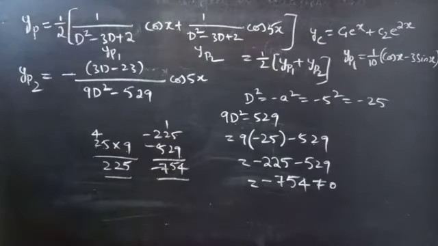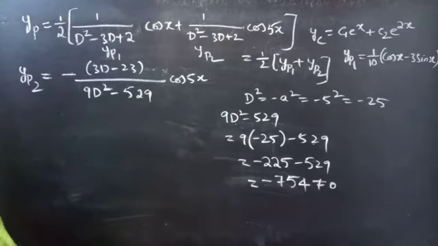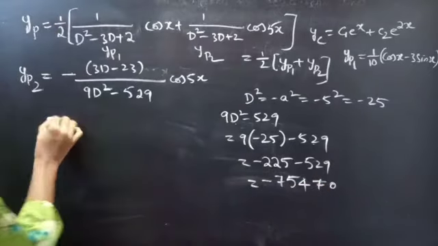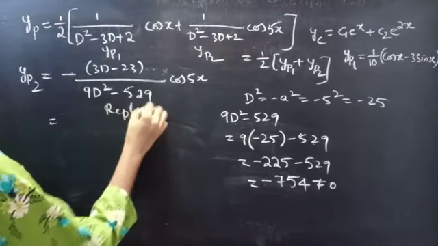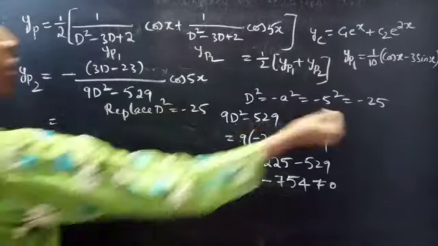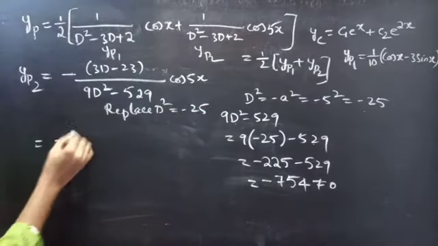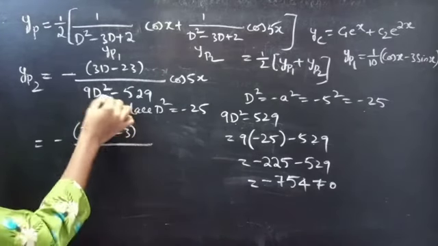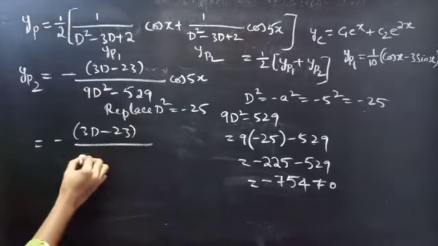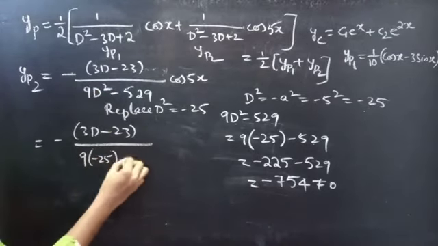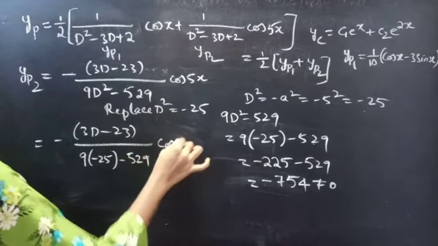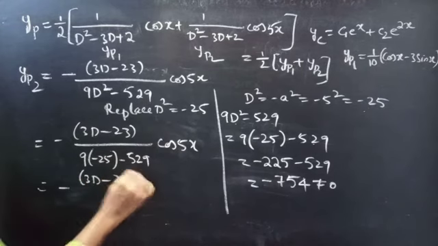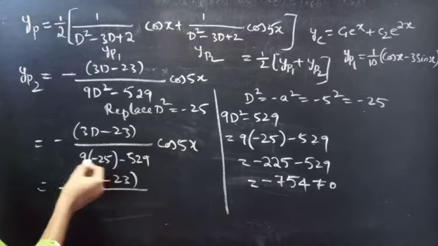So now we can replace D square, right? Since we got to know that the denominator after replacing D square by minus 25 is not equal to 0, we can dare to replace D square by minus 25. Then we'll get minus 3D minus 23 by 9D square. We'll just replace D square by minus 25. Then we'll get 9 into minus 25 minus 529 into cos 5x, which is equal to minus 3D minus 23 by 9 into minus 25.